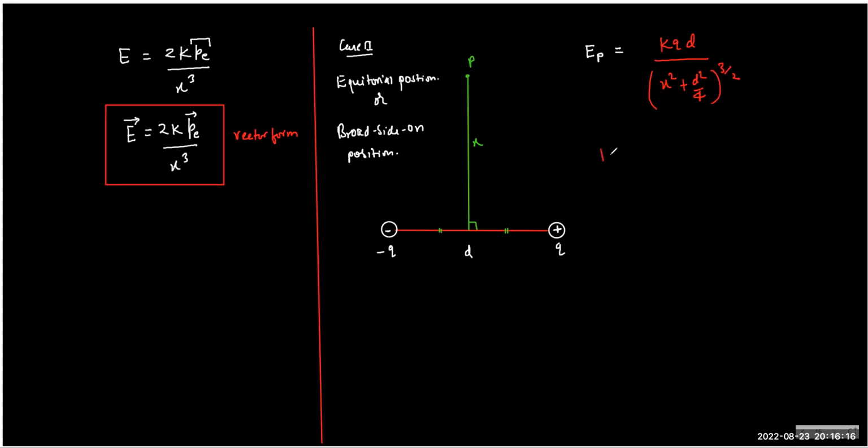Now, if I talk about the dipole approximation, x must be much bigger than d. And if that is the case, what will be the answer? Tell me, guys. kQd upon x cube. So I can write it as kp by x cube, right? Because Qd is p.